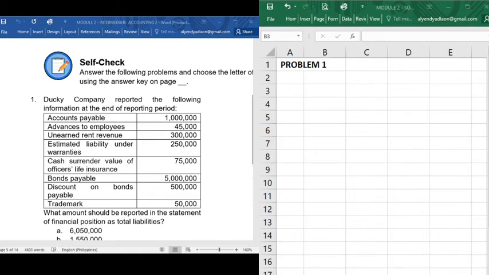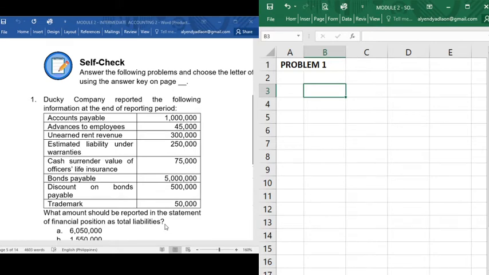First question, what amount should be recorded in the statement of financial position as total liabilities? Problem. Donkey Company reported the following information at the end of the reporting period. First, accounts payable, advances to employees, unearned rent revenue, estimated liability under warranties, cash surrender value of officers' life insurance, bonds payable, discount on bonds payable, and trademark. What amount should be reported in the statement of financial position as total liabilities?